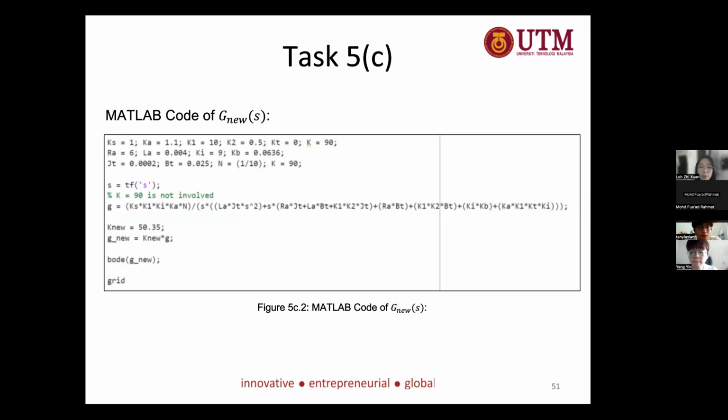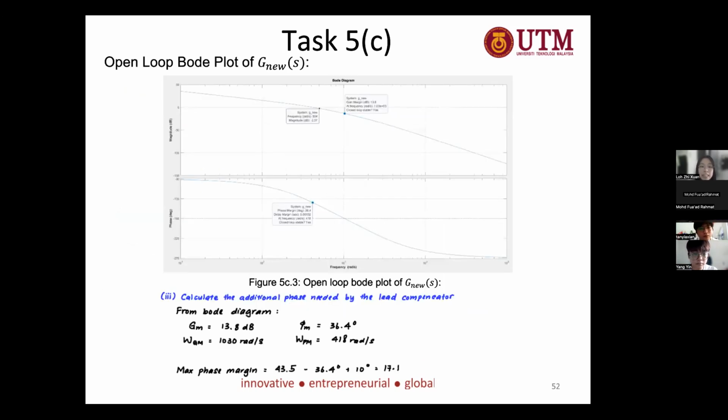This is the MATLAB code of the GNU function. Next, this is the Bode plot. From the Bode plot, we can see that the gain margin is 13.8 and the phase margin is 36.4. The max phase margin is the previously obtained 43.5 minus this 36.4, plus a 10 degree correction factor, and we will get 17.1 degrees.